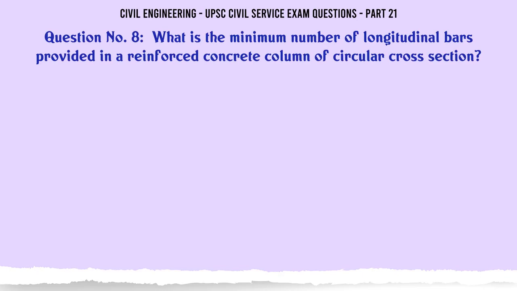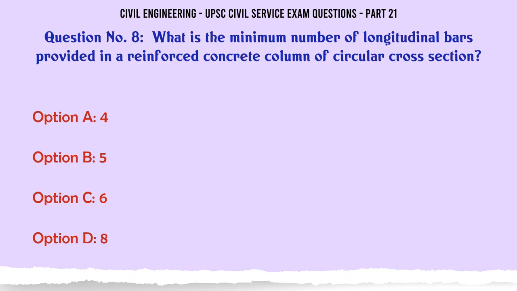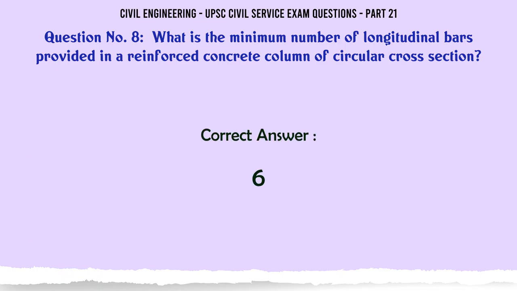What is the minimum number of longitudinal bars provided in a reinforced concrete column of circular cross-section? A. 4. B. 5. C. 6. D. 8. The correct answer is 6.